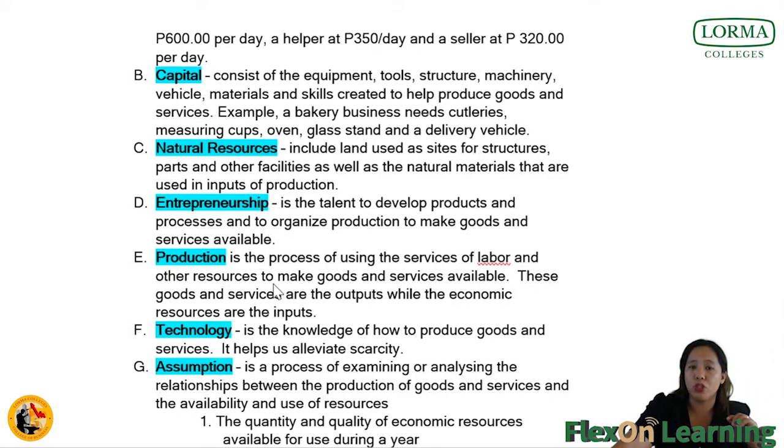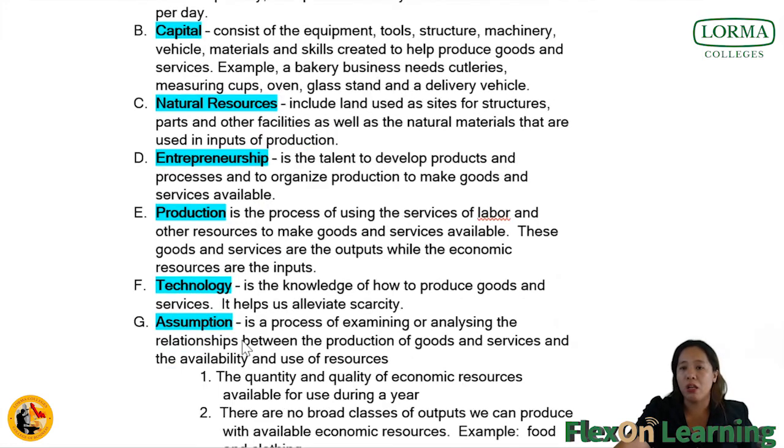We have also production. This is the process of using the services of labor and other resources to make goods and services available. These goods and services are the outputs, while the economic resources are the inputs. Then you need technology. This is the knowledge of how to produce goods and services, and it helps alleviate scarcity. When we say technology, we might be talking about hardware, software, and including knowledge.